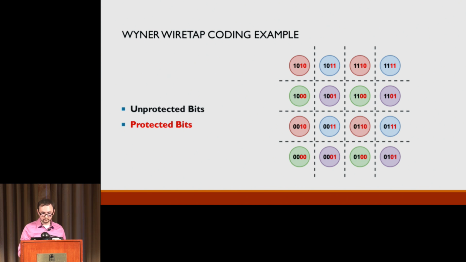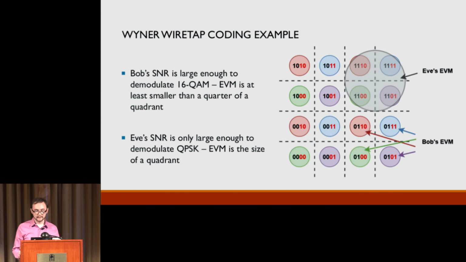So if you examine the case where Eve has a worse channel than Bob, we're going to quantify exactly how much worse and say that Eve's error vector magnitude is such that she can only demodulate QPSK. So I'm going to define her EVM as the size of a quadrant. And then Bob's error vector magnitude doesn't matter as much. As long as it can fit within a quarter of a quadrant so that he can demodulate the 16 QAM, then you're good to go.